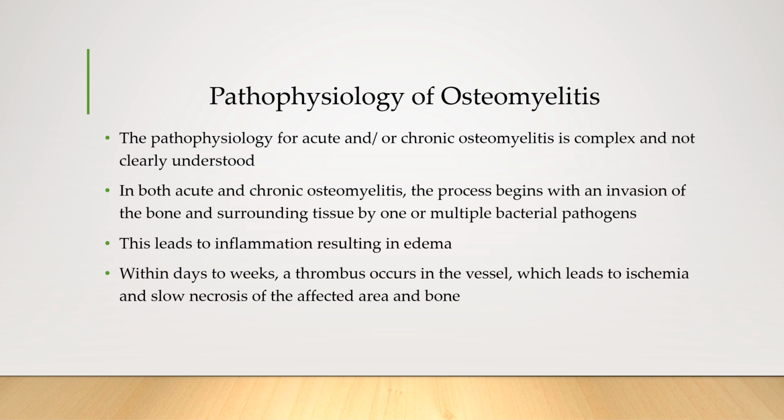The pathophysiology of osteomyelitis. The pathophysiology for acute and/or chronic osteomyelitis is complex and not always understood. In both acute and chronic osteomyelitis, the process begins with an invasion of the bone and surrounding tissue by one or multiple bacterial pathogens. This leads to inflammation, and this results in edema. Within days to weeks, a thrombus occurs in the vessel, which leads to ischemia and slow necrosis of the affected area and bone.